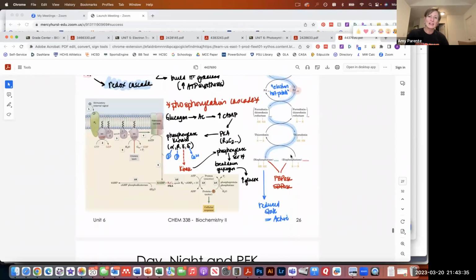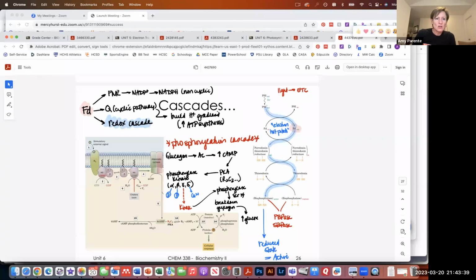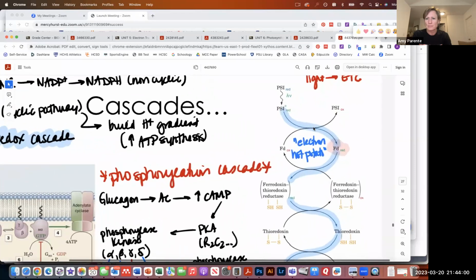which has to do with how we think about regulating the Calvin cycle. So we just talked about going to FNR, that's the non-cyclic pathway, and taking them to Q, that's the cyclic pathway, riding the ride again so we can increase our proton gradient and ATP synthesis. The third option is that some ferredoxin in its reduced state, with electrons, can take them on to a redox cascade. So I'm going to zoom in over here.